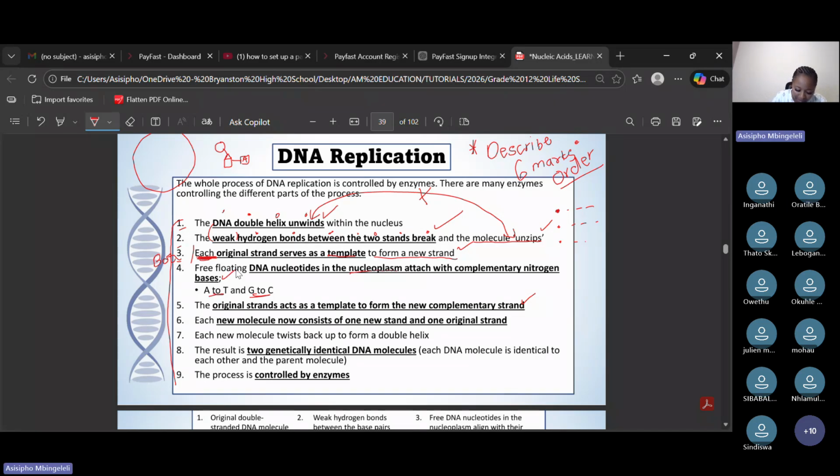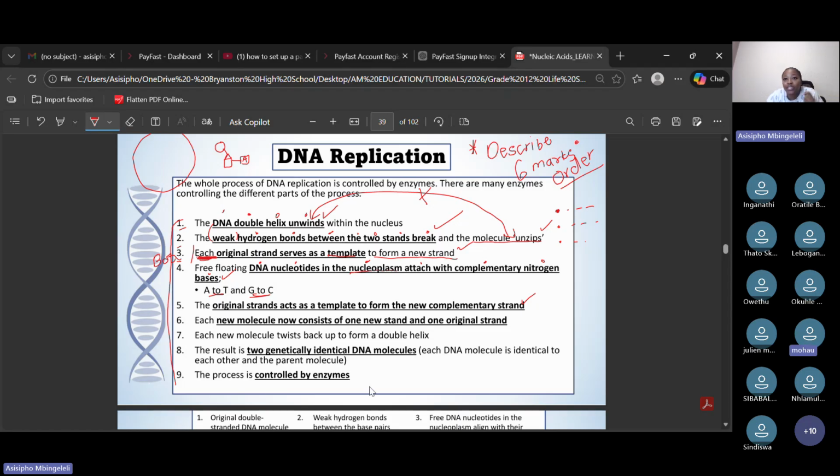So this is what is important: DNA nucleotides in the nucleoplasm attached with complementary nitrogen bases. The tick is normally there. So you can add A to T, G to C, because sometimes it gets a separate mark. So you can add it. Thank you, ma'am. Okay, thank you so much.